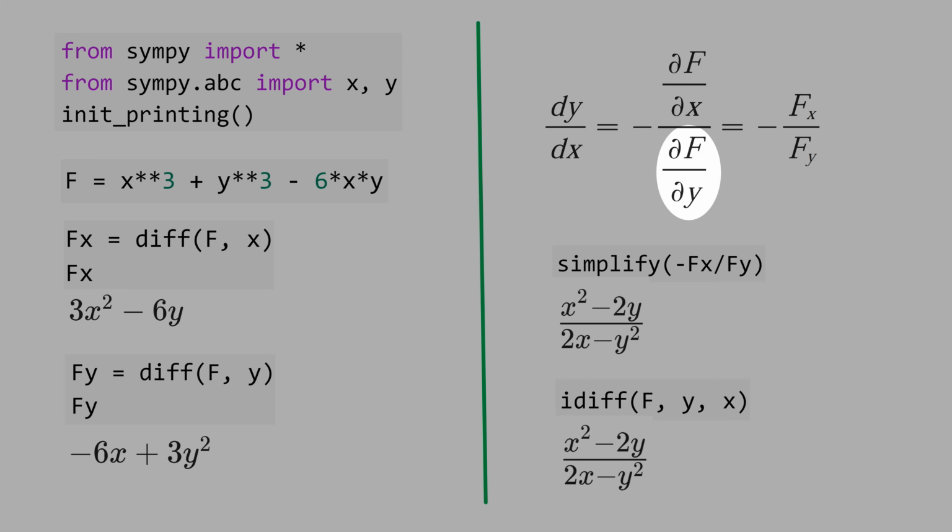See that the partial derivative in respect of y cannot be 0. That means this derivative here cannot be 0. See that when you write only dy over dx, it's not obvious that the partial derivative in respect of y cannot be equal to 0.